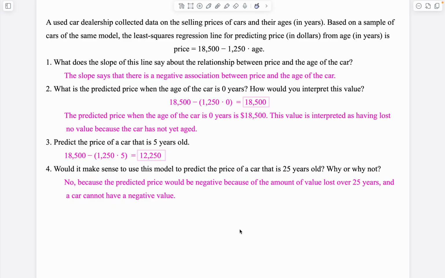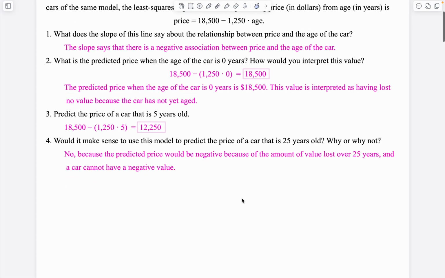Now, part 4 asks, would it make sense to use this model to predict the price of a car that is 25 years old? Why or why not? It would not make sense to predict a price of a car that is 25 years old, because after 25 years, the price that would be predicted would be negative, because you are losing $1,250 every year, and a car can't have a negative value, so it wouldn't make sense to use this to predict that price.